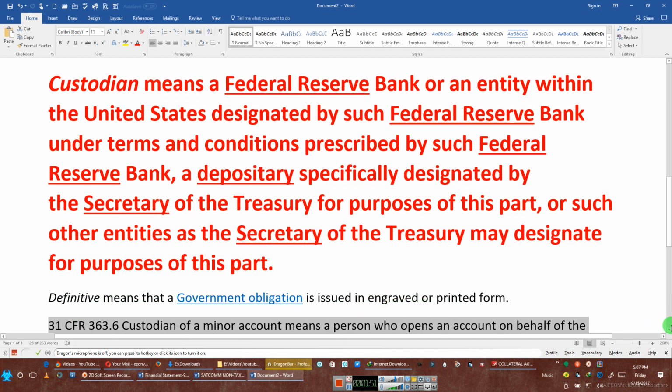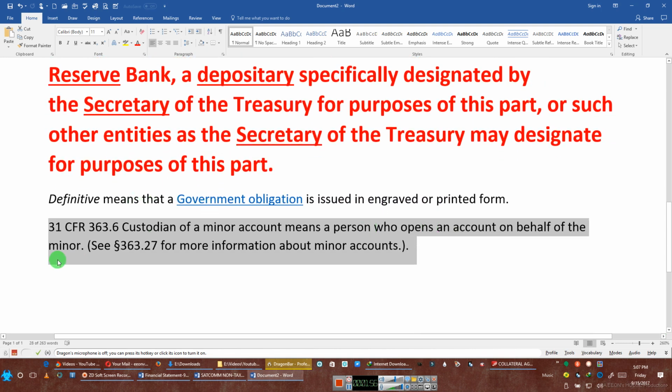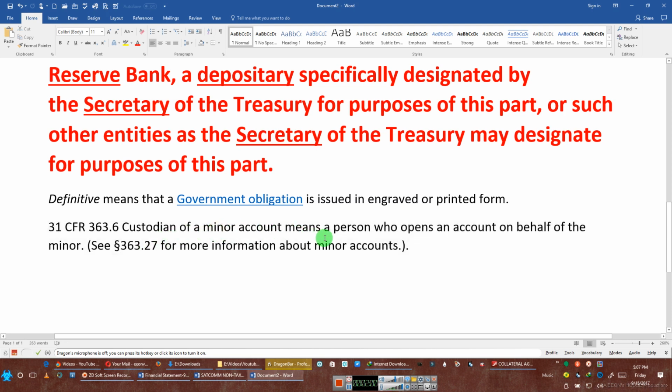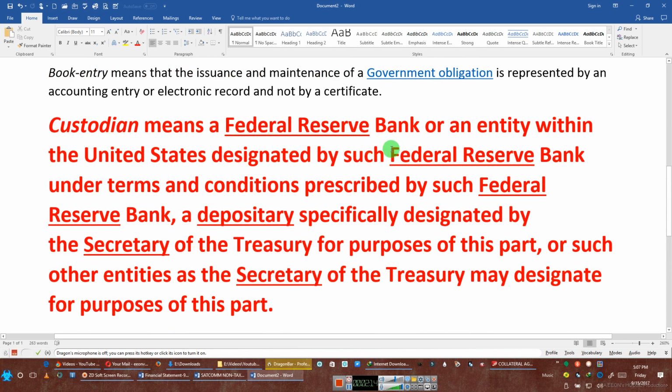Now, mind you, 31.363.6. Custodian of a minor account means a person who opens an account on behalf of the minor. Who could have opened my account on behalf of the minor? The Federal Reserve. Is that that secret account everybody's talking about? Actually, yes, it is. And here's your proof that that account exists.